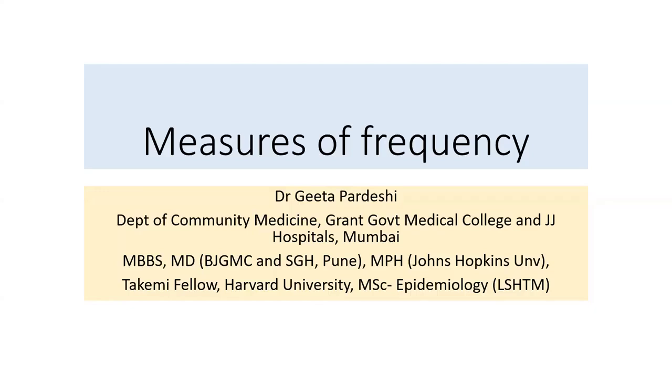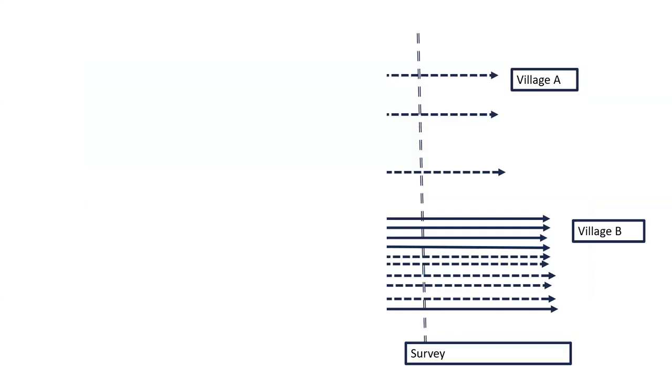So when we are looking at the measures of frequency, we usually use such diagrams to understand the concept. I'm looking at two villages, and the dotted lines are people who are healthy, and the solid lines are the ones where people are suffering from a chronic disease. Say the population of the two villages is similar to each other. In one village, you find a lesser number of cases, and in another village, you find more cases when you do a survey. What is your inference of these findings?